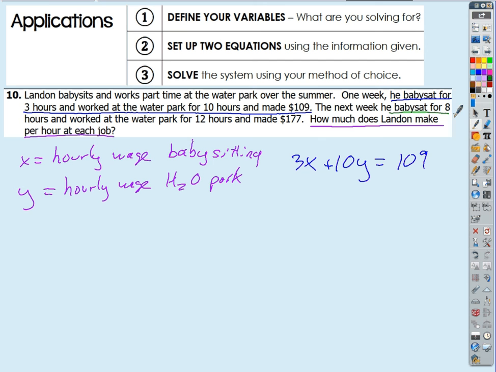Then what about this other statement? Some other week, he babysat for 8 hours and worked at the water park for 12 hours and made $177. What's that gonna be? 8X plus 12Y equals 177. We're not even gonna solve it, but you could solve that system. On the applications ones, I'll even let you use Desmos, so you can just graph the lines and look for the point of intersection. But I want you to be able to set them up as 2 equations. Make sense? Okay?